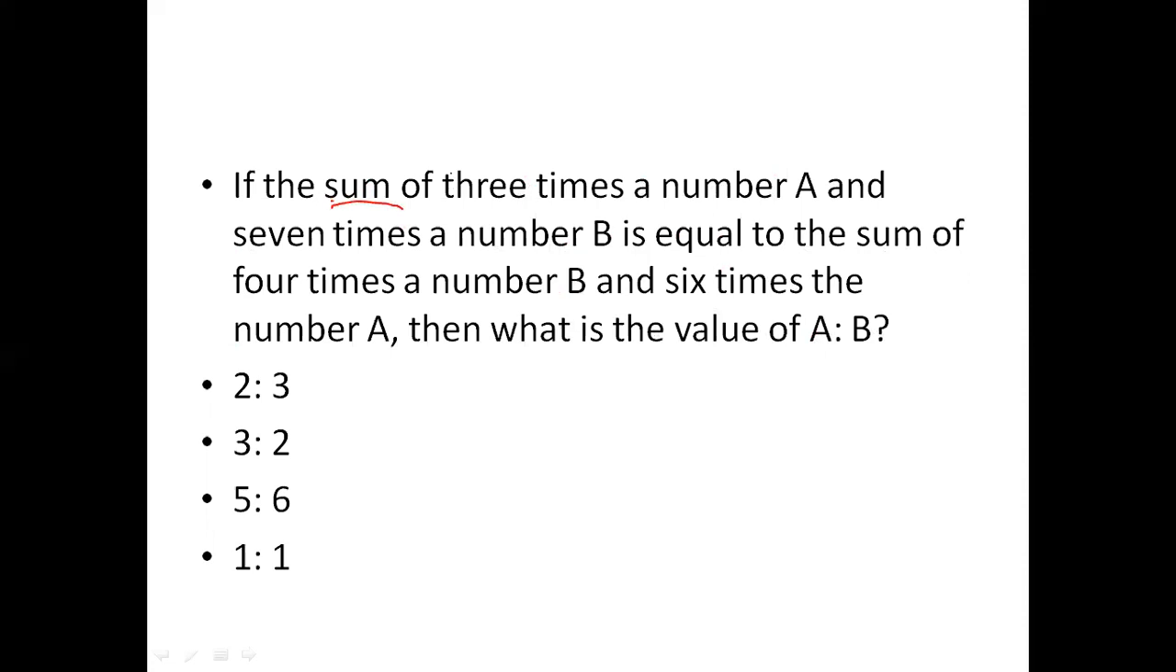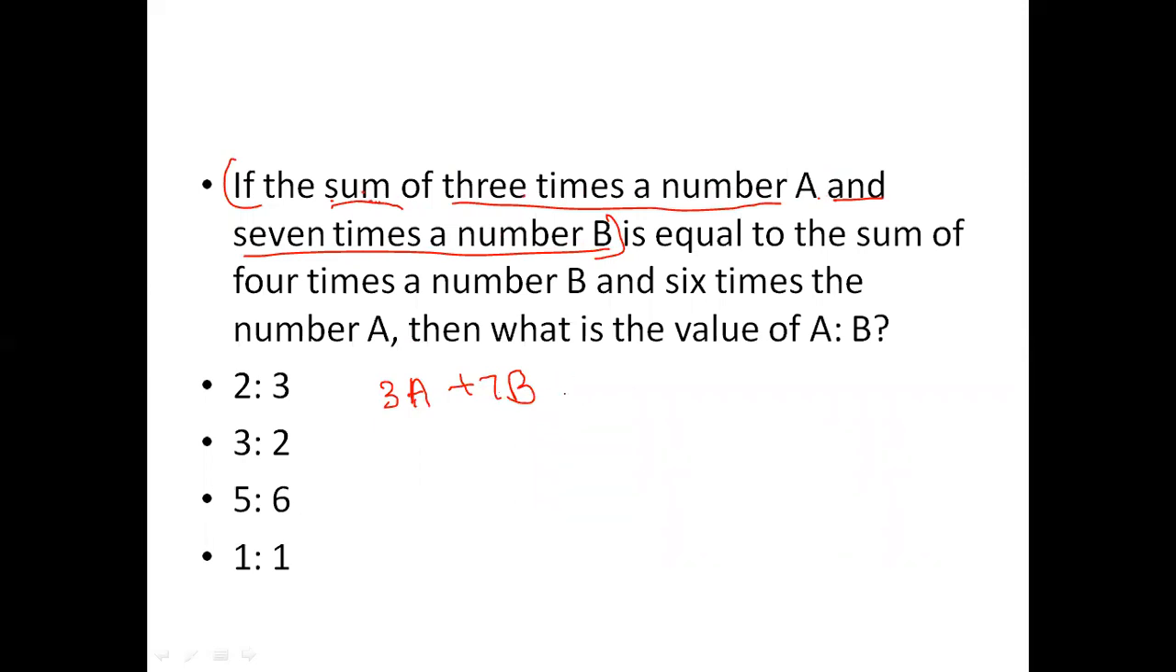Addition of what? 3 times of a number A. 3 times of a number A can be represented as 3A. And I need to add this to 7 times of a number B. 7 times of a number B is represented as 7B. So the meaning of this statement is nothing but sum. I need to sum 3 times of a number A and 7 times of a number B. The expression is nothing but 3A plus 7B.